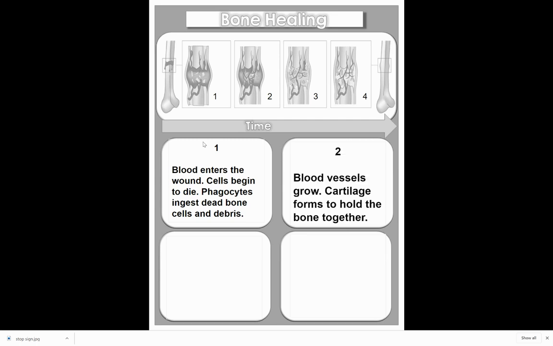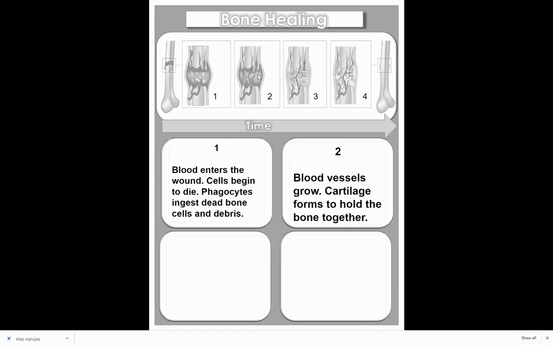The second thing that happens is the blood vessels will grow and enlarge. They've got to stay there for a while to keep the cells healthy. And then the cartilage is going to form first in order to hold the bone together while it's healing. And remember that cartilage comes first before bone. So we talked about how babies are mostly born with cartilage. Well, when you break a bone, you start building new bone the same way. You start with cartilage that turns into bone. So that's what happens in this second picture.